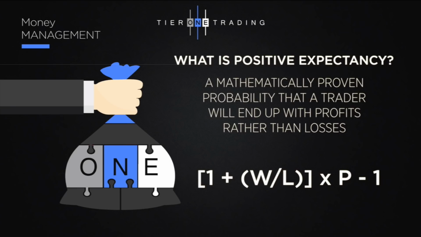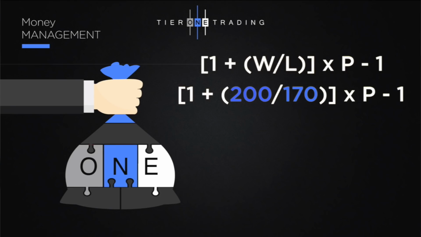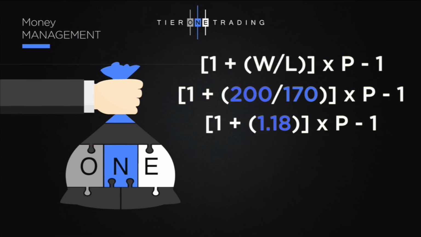So I'm going to give you an example here. The W stands for your average win, okay? And the L stands for your average loss. So let's just say that your average win is 200 and your average loss is 170. If we put that into the formula, we're going to have 1.18. And if we add the 1 to that, that makes it 2.18. Now, that means that we've got 2.18 multiplied by P.